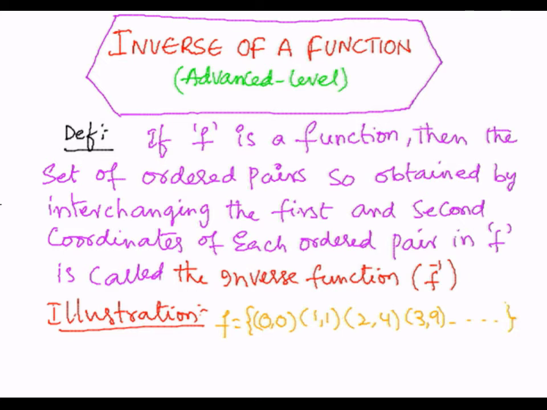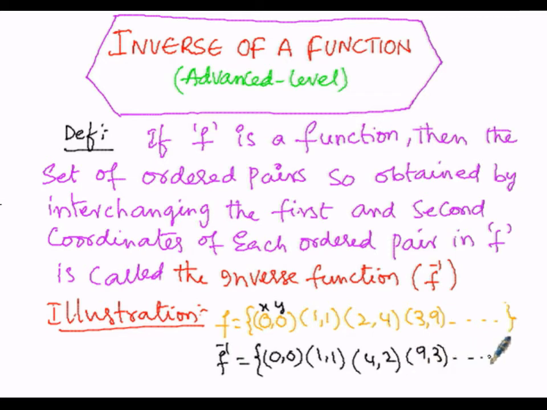Here the inverse function is denoted by f inverse. It can be obtained by interchanging the x coordinate and y coordinate. X and y we have to replace as y and x. So in place of x which is 0 and y which is also 0, when we interchange x and y coordinates, we get the same 0 comma 0 as the first ordered pair in f inverse, that is the inverse of the function. 1 comma 1, when we interchange we get 1 comma 1 itself. When 2 comma 4 is interchanged, 4 comes in the x coordinate and 2 comes in the y coordinate. Then 3 comma 9 becomes 9 comma 3, and so on. So this is the function which we got, that is f inverse.